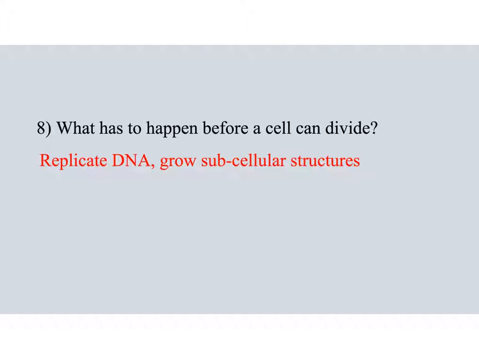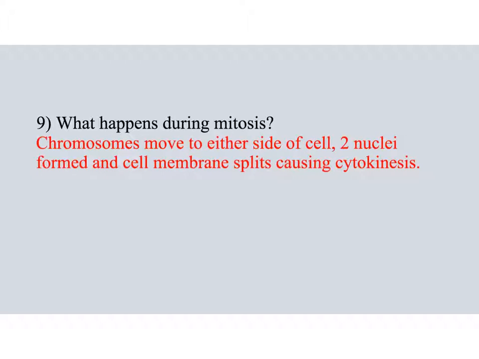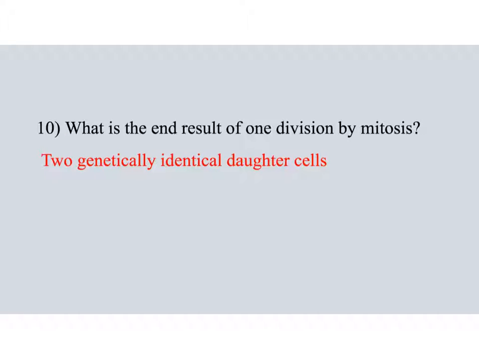Question 8, the cell has to replicate its DNA and it grows subcellular structures. Question number 9. So chromosomes move to either side of the cell and two nuclei are formed and a cell membrane splits, causing cytokinesis. Question 10. Two genetically identical daughter cells are formed.